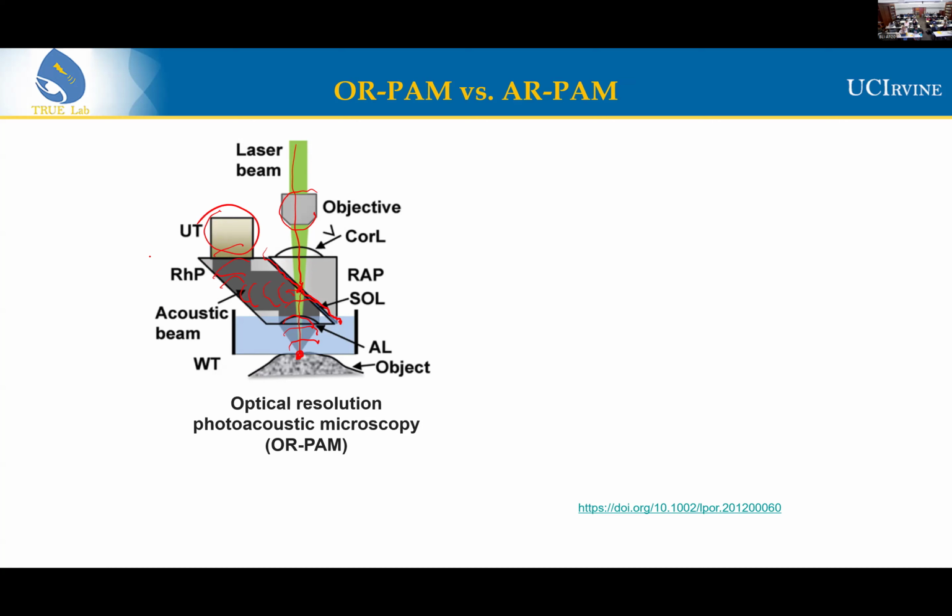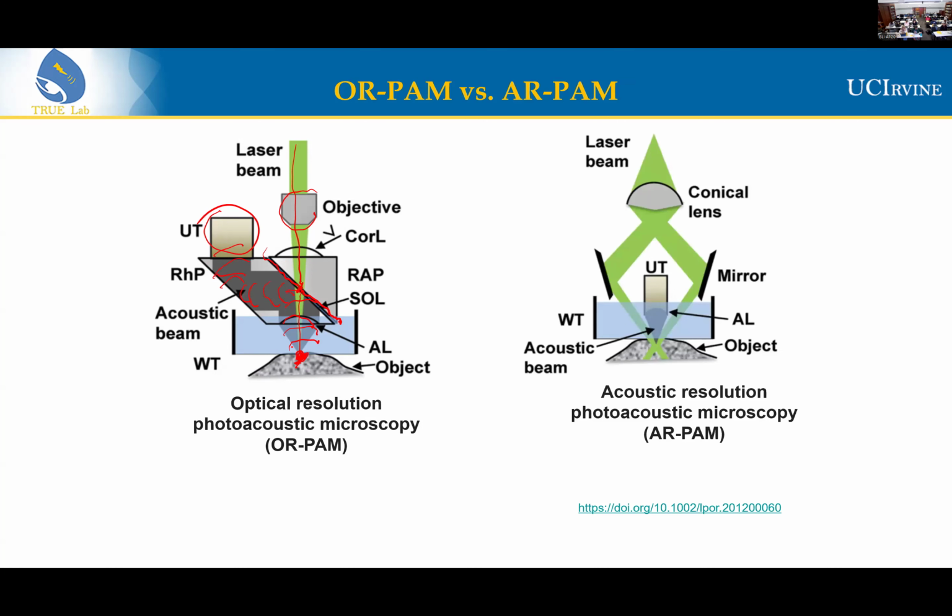In this case, the resolution depends on how small you can focus the light into the tissue. That's why we call this optical resolution photoacoustic microscopy. The other one is the so-called acoustic resolution photoacoustic microscopy. In this case, light is still focused, but not as tightly as in optical resolution, just slightly focused.